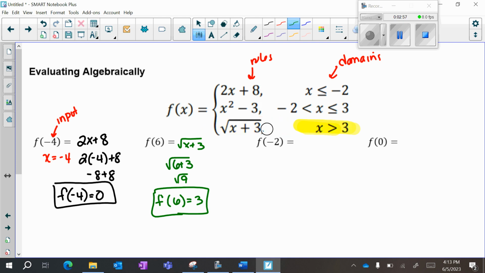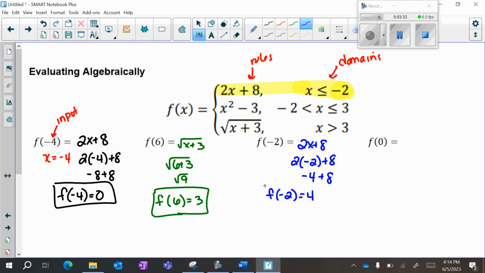The next one, f of -2. So I need to identify the domain. Notice how here -2 falls here and here. But f of -2 has to be where it's equal to -2. In my first line is where it is less than or equal to -2. This one here is just less than, not equal to. So I'm going to use the first rule. So I'm going to use the 2x plus 8 rule. So 2 times -2 plus 8, -4 plus 8. That means that f of -2 is 4.